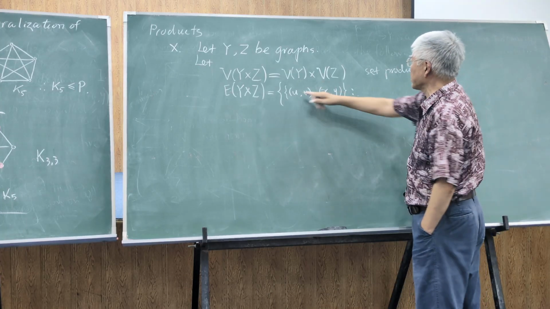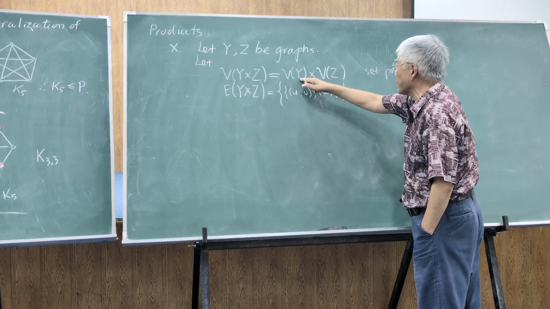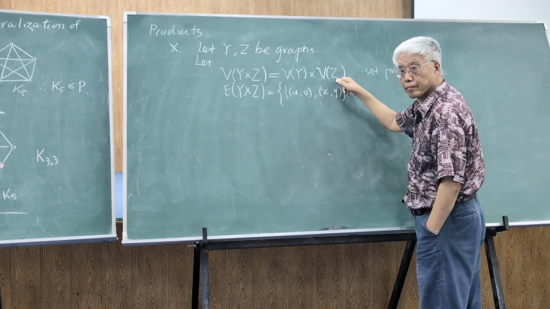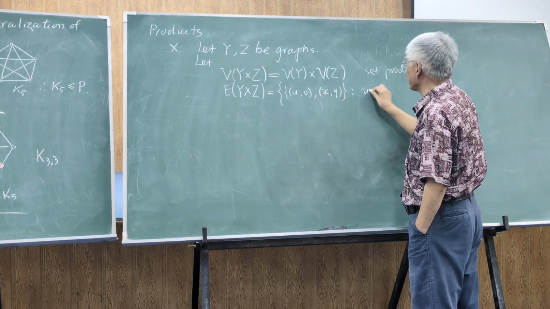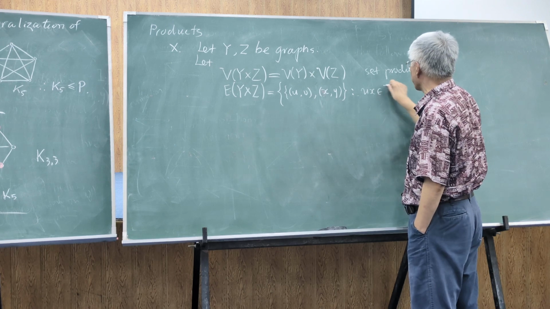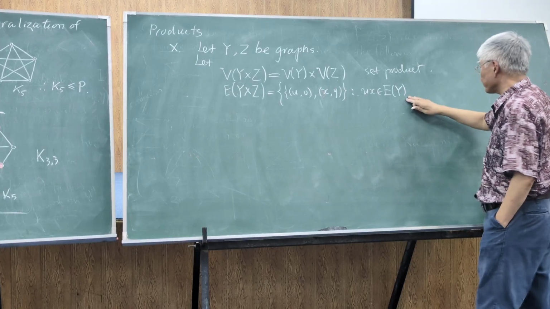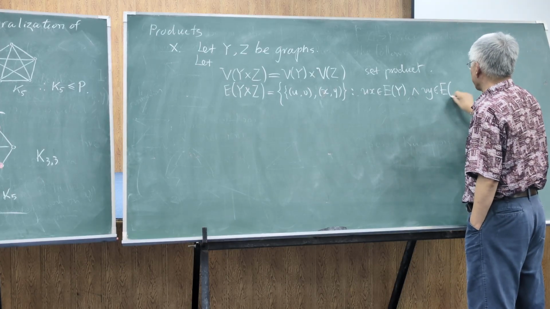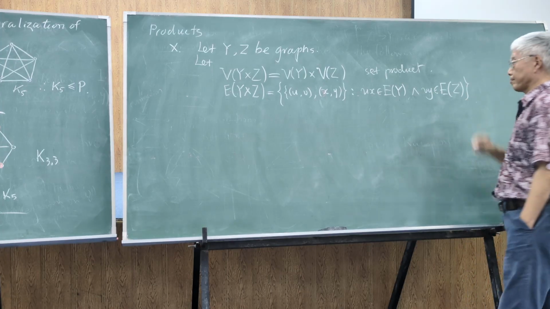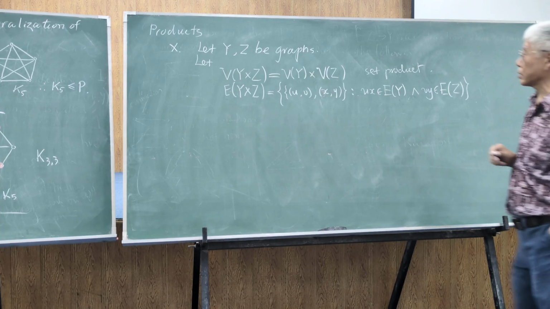This is a set in this product. This requires that Ux is an edge and Vy is an edge. Ux is the edge of Y, Vy is the edge of Z. And it is an and, so it's a conjunction. Ux is an edge of Y and Vy is an edge of Z. It seems easy. After we define the second one, third one, we will give lots of examples, a few examples, not lots.